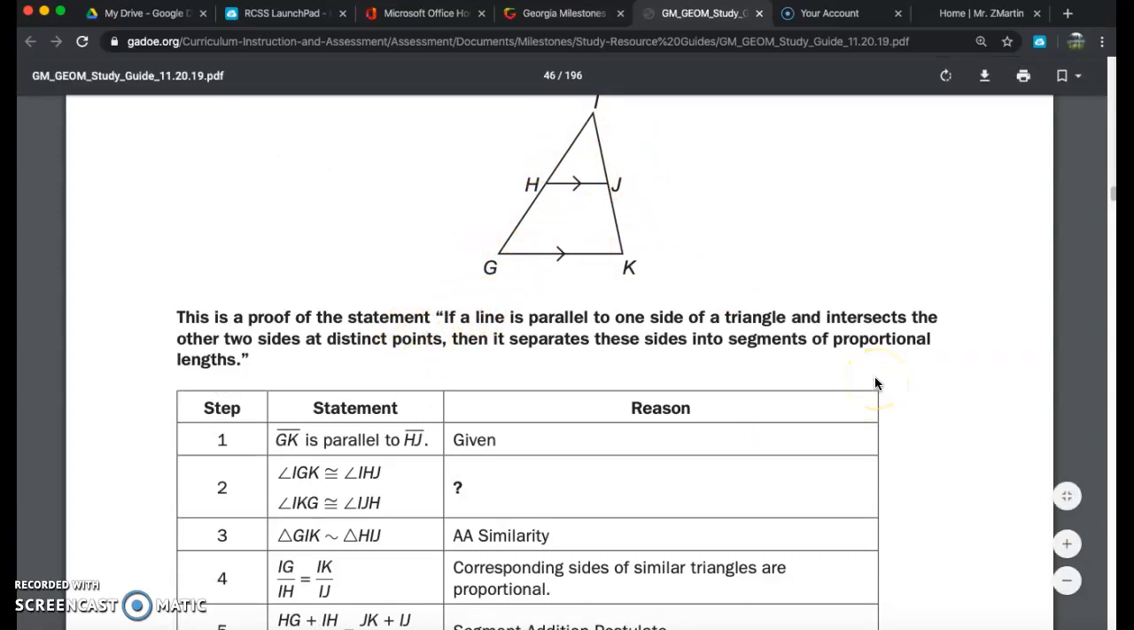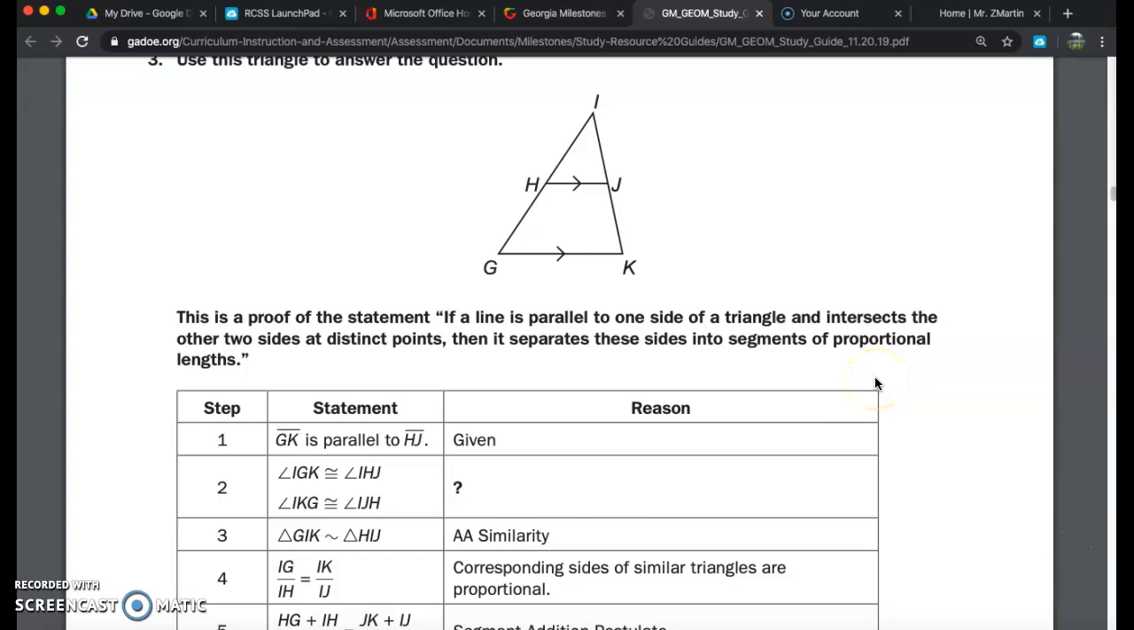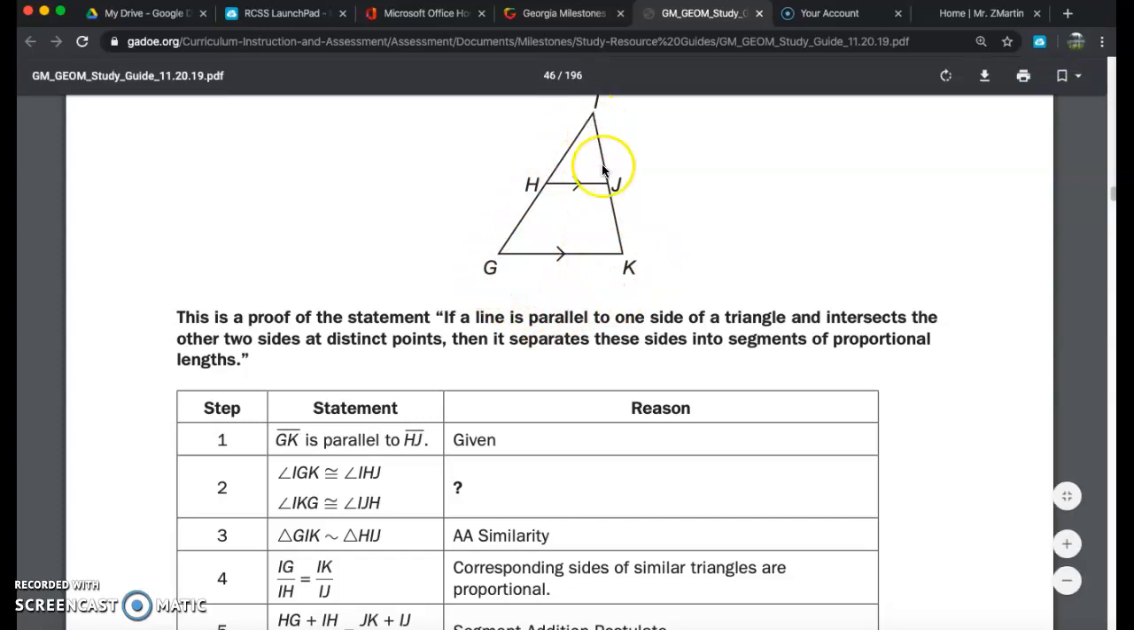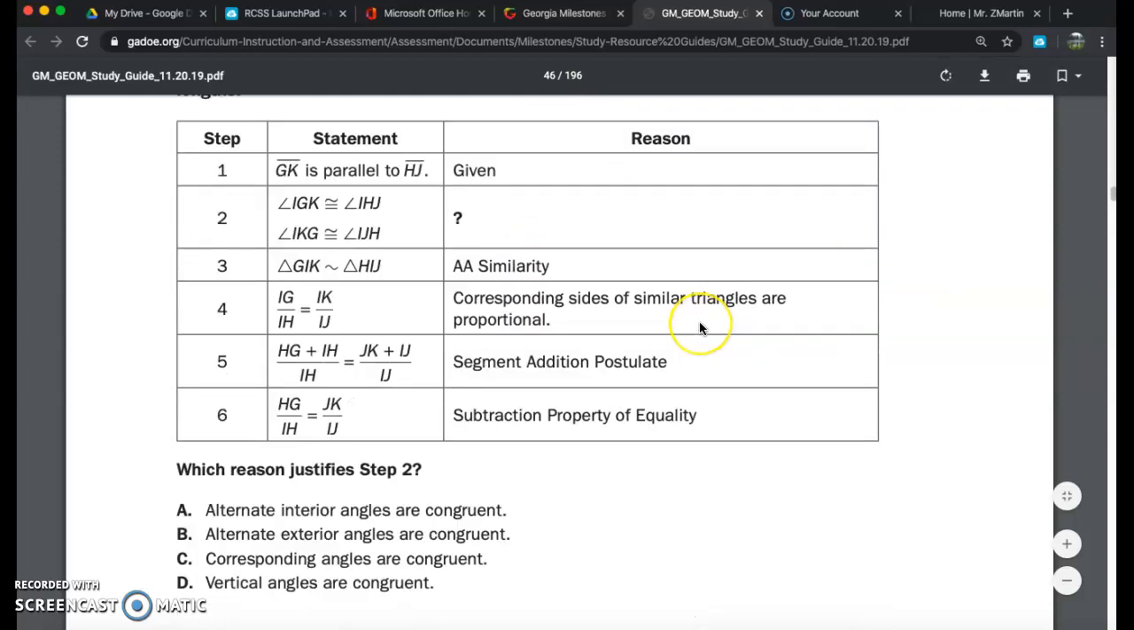Said this is a proof of the statement: if a line is parallel to one side of a triangle and intersects the other two sides at distinct points, then it separates these sides into segments of proportional lengths. Okay? Basically what this is saying is if HJ is parallel to GK, then it separates the side GI and KI into sides of proportional lengths.